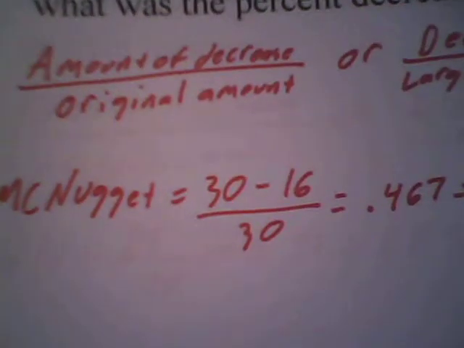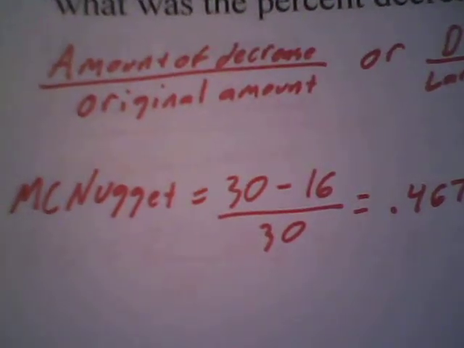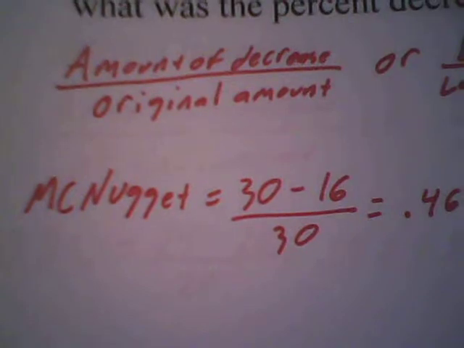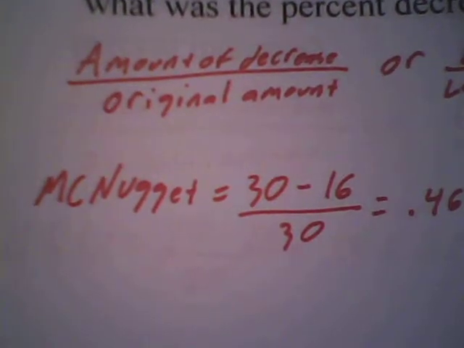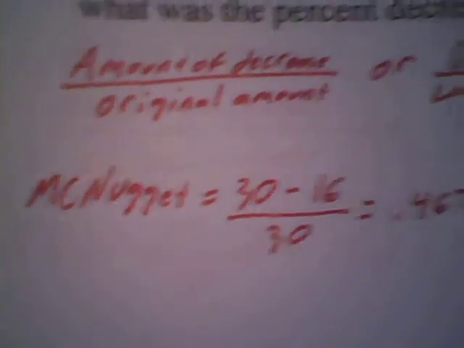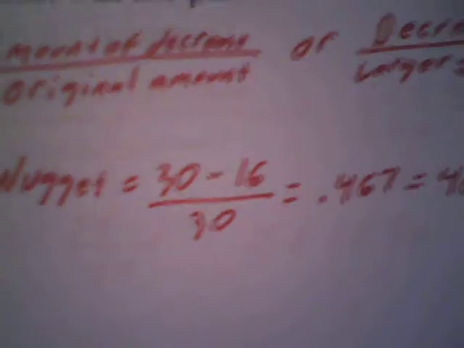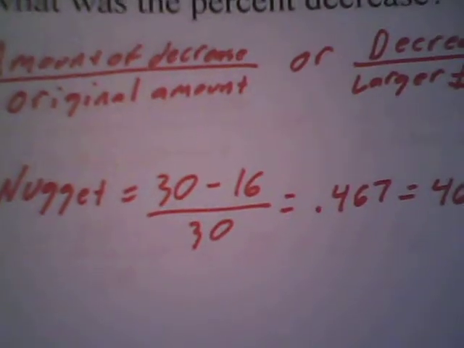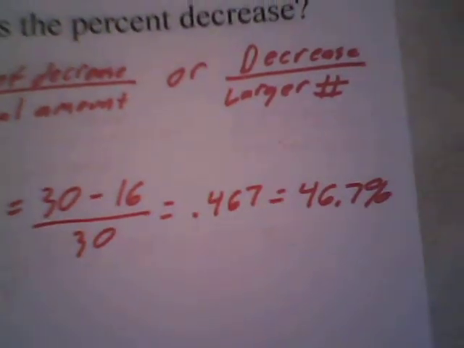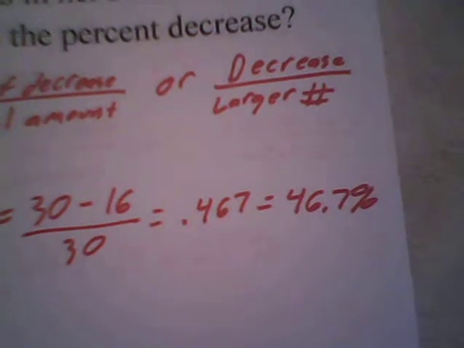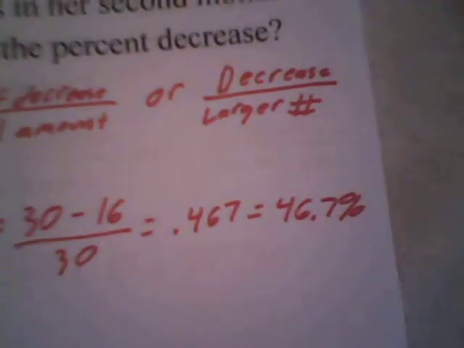So for MC McNugget, she sold 30 albums in her first month and 16 in her second. So that's a difference of 14. So we're going to say 14 over the original amount, or larger number in this case, which is 30. So 14 divided by 30 gives us 0.467. Remember the rule? You have to move 2 decimal places to the right. So it becomes 46.7%. The main thing when you're doing a percent increase and percent decrease is to remember the rule. Let's do another problem.